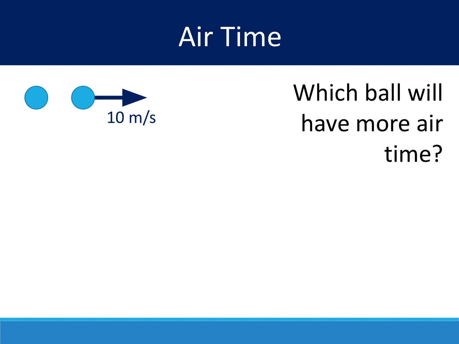In our last example, we just took a look at an object that was falling straight down. But what if, at the same time it's falling down, it also has a horizontal velocity and a horizontal component? So as you see here, this 10 meters per second is the ball going to the side and falling at the same time.